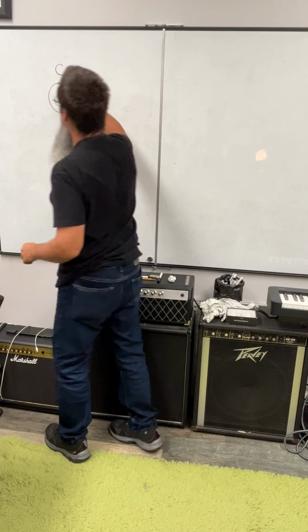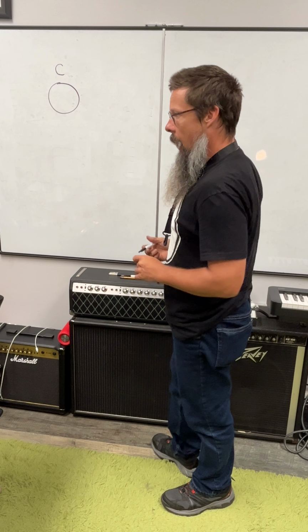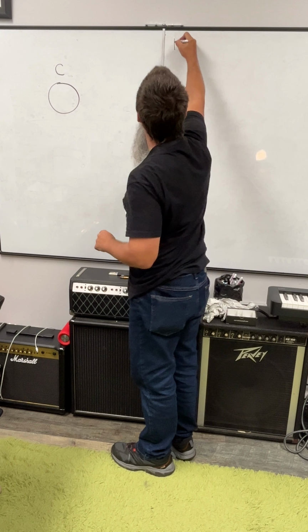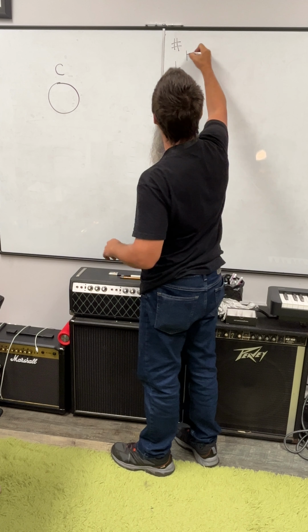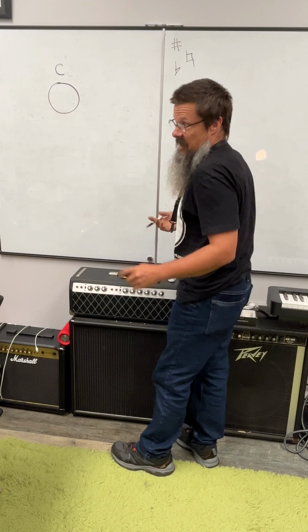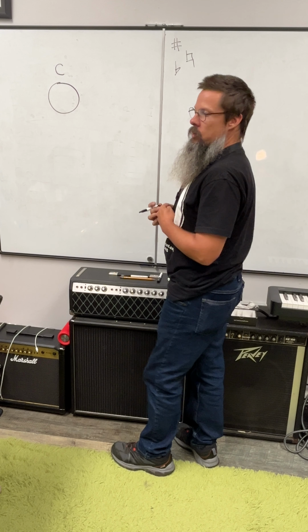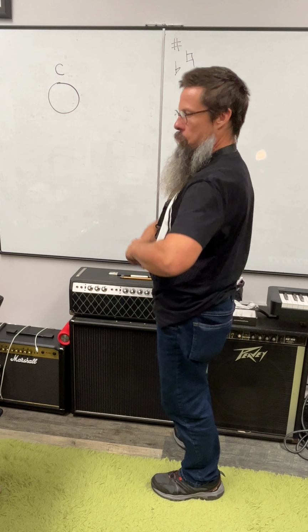There is one key that has no sharps and no flats. Sharps and flats are called accidentals. Because when you play this note, what is it? Accidental. Yeah, and you use them inside of a key signature to alter a note.